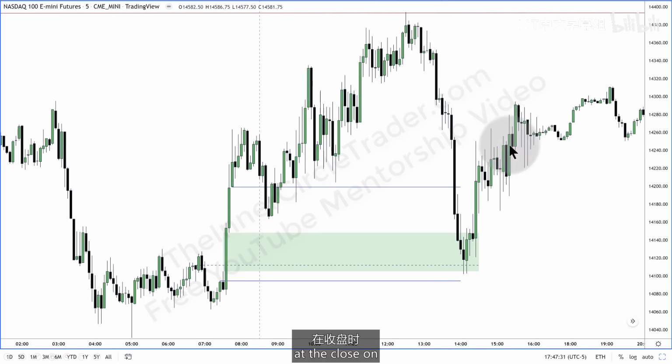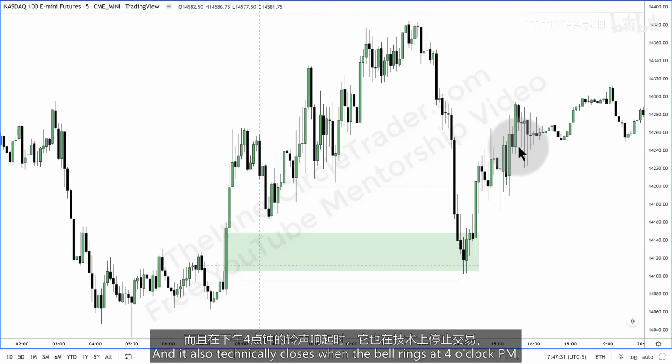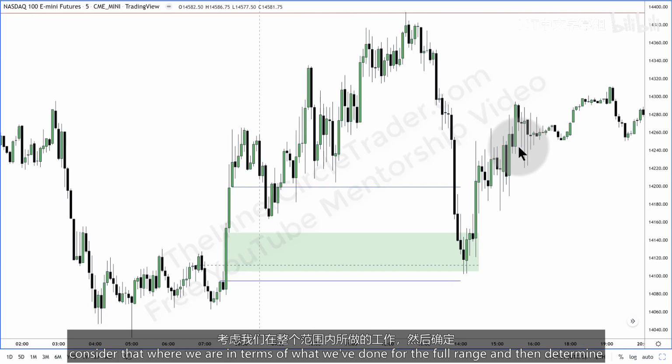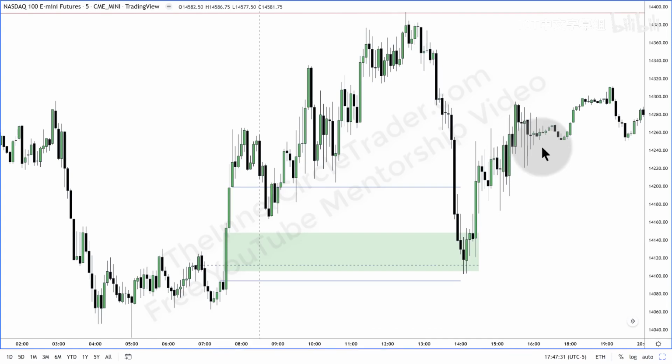This high at the close on this day here at say 4:30, okay? 4:30 in the afternoon, to me, that's like the close for me. Now, it trades a little bit later than that and then closes for a little while. And it also technically closes when the bell rings at 4 o'clock p.m. local time in New York. Because there's a little bit of trading past that, I like to just look at 4:30 and just consider that where we are in terms of what we've done for the full range and then determine what I have left for maybe imbalance or liquidity pools.